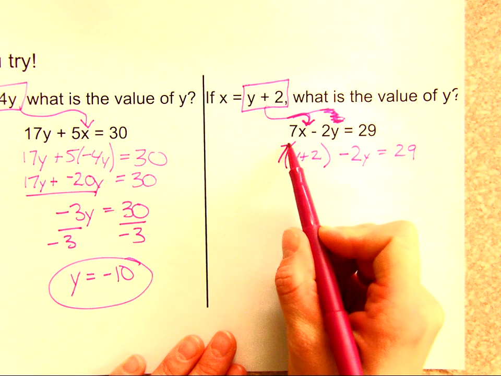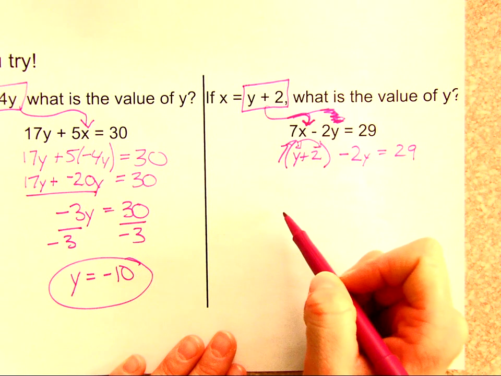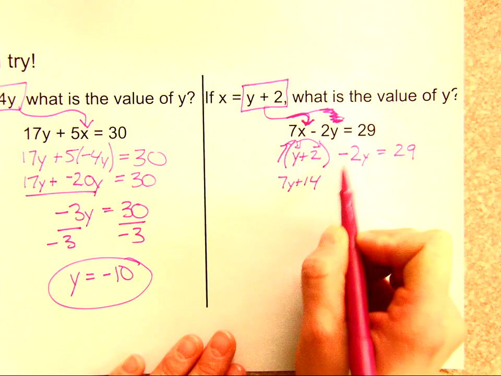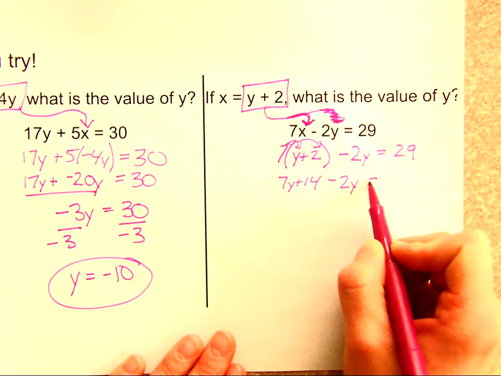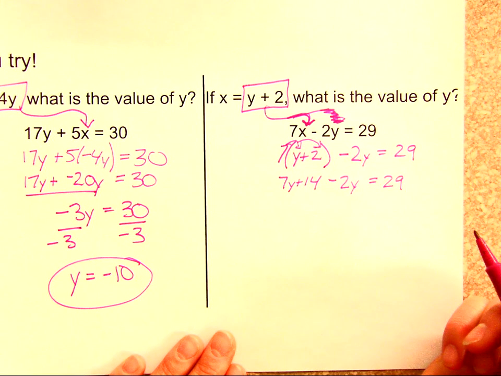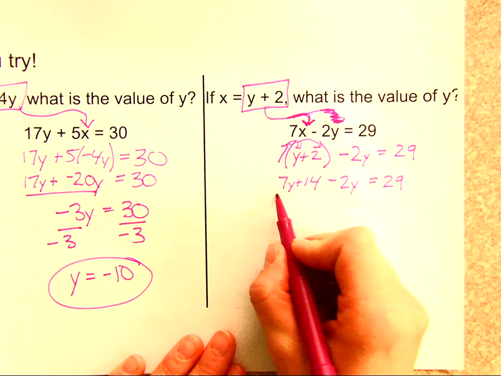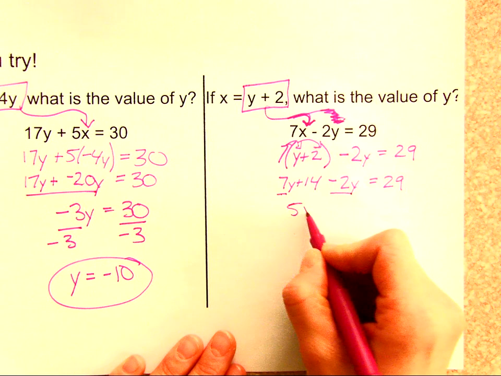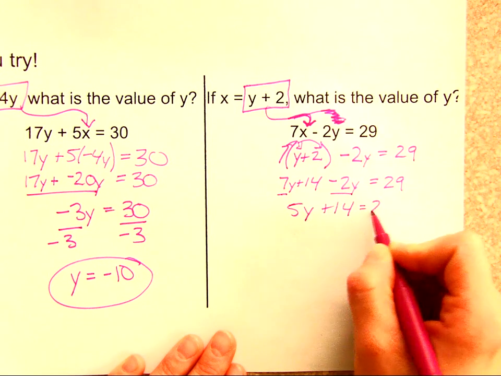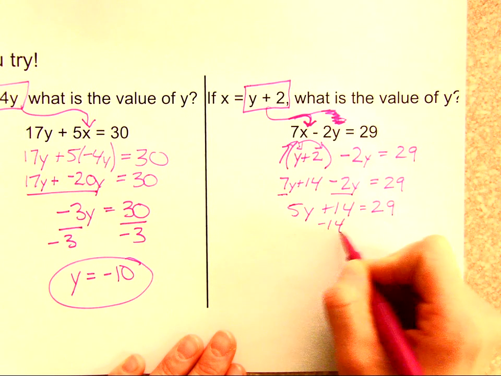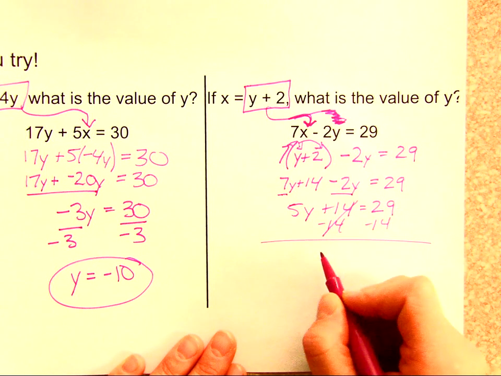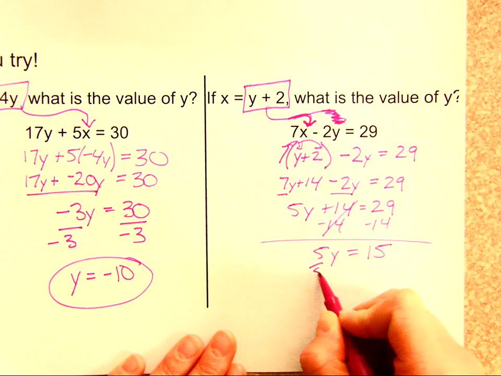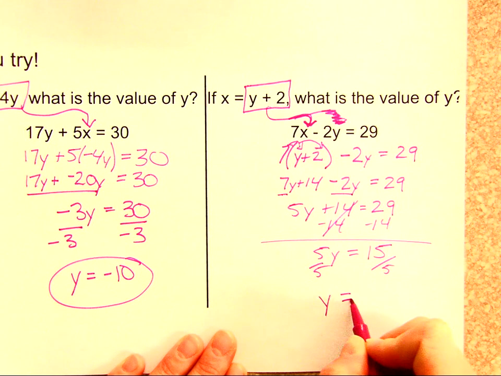Because now we have to distribute the 7 to each term. So this becomes 7y plus 14. Then subtract your 2y, which is all equal to 29. Now we've got like terms, a 7y and a negative 2y. That gives you 5y. So we're going to cancel out the 14. 5y is equal to 15. So y is equal to 3.